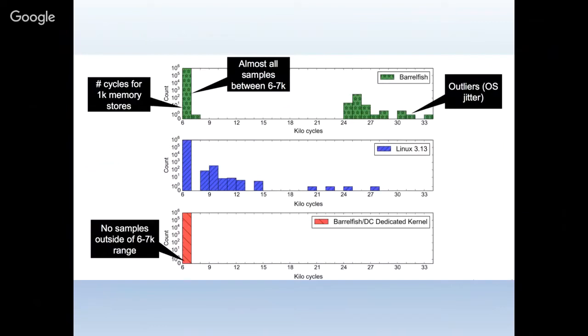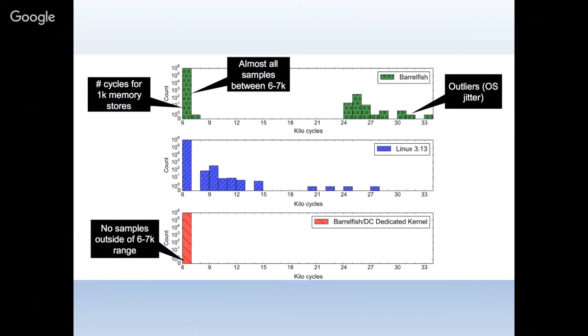We evaluate the performance isolation that can be achieved with a specialized kernel compared to the isolation provided by an unmodified Barrelfish kernel and the Linux 3.13 kernel. To measure OS jitter, we use a synthetic benchmark that only performs memory stores to a single location. We sample the timestamp counter every 1000 iterations for a total of 1 million samples.